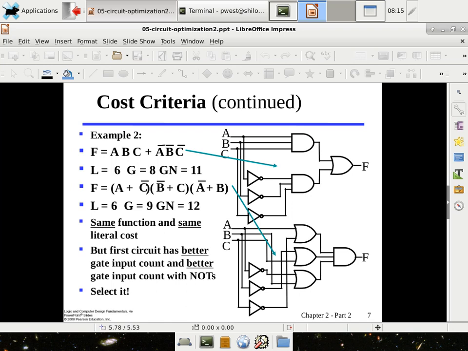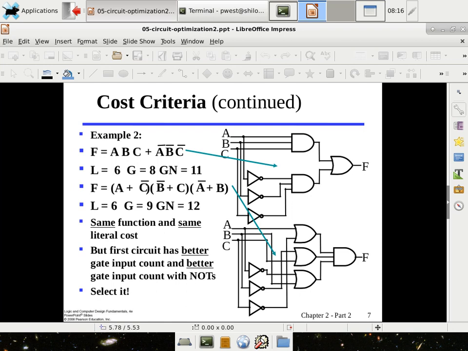So down here, the literal cost is now 6, still the same. The gate cost is 9, because there's 3 wires, 3 right there. And then the gate NOT is now 12. Same function and same literal cost. We could show that mathematically, or you can just trust me for that.